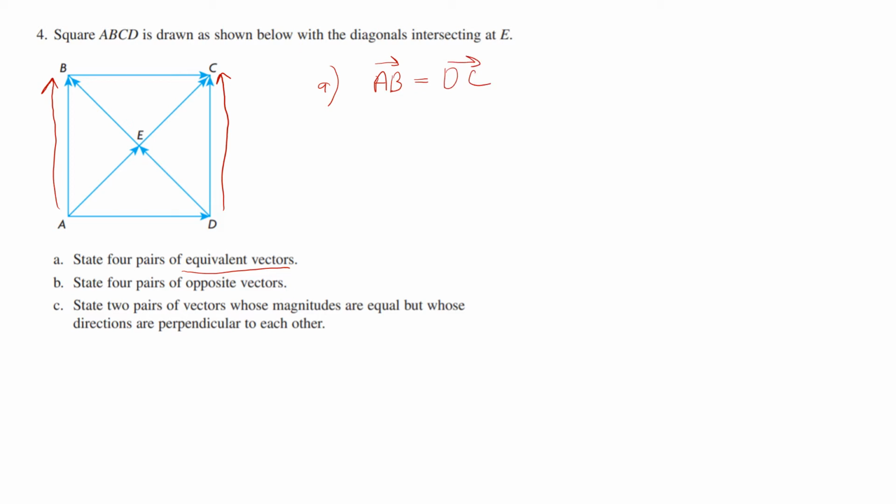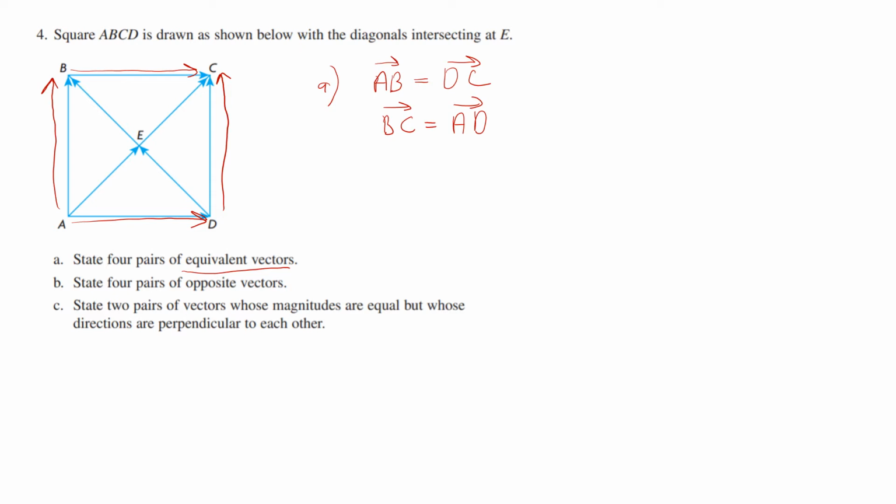So I see what else is parallel. AD goes like this, which is parallel to BC. I see that it's the same magnitude as the previous one we did, and it goes in the same direction as well. So I will say BC will equal AD. Now let's look for 4 pairs, because it says 4 pairs, right?